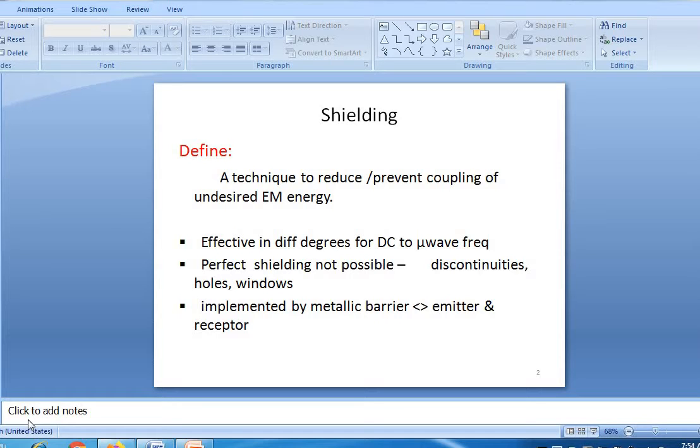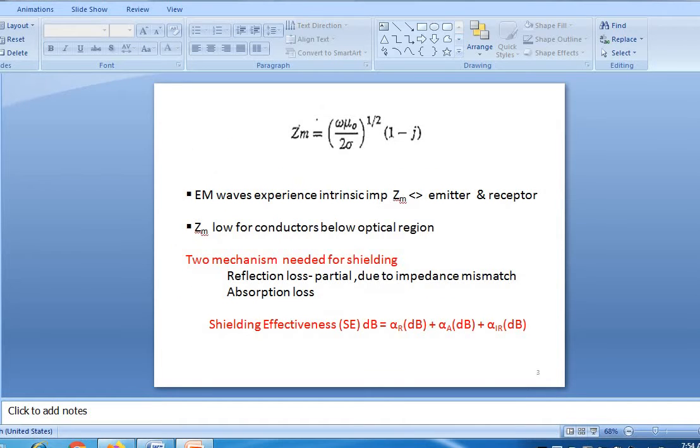How it is implemented: it is implemented by employing a metallic barrier in between the emitter and receptor. Here there is a source, or emitter, or a culprit, as well as a receptor. In between them the electromagnetic wave propagates. This electromagnetic wave experiences some sort of impedance that is called the intrinsic impedance, because the propagation medium is air or it can be different.